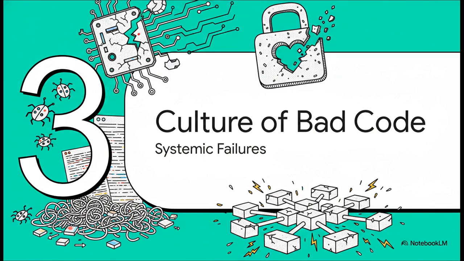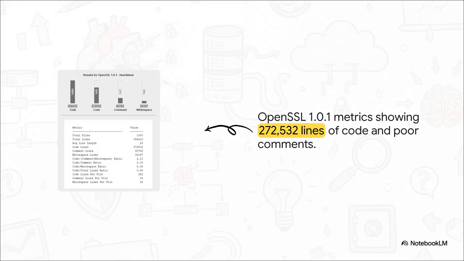Section 3. The culture of bad code. Systemic failures. So, how did this happen? Why was such a critical piece of the internet's architecture so incredibly fragile? Well, the root of the problem becomes pretty clear when you look at the software metrics for OpenSSL version 1.0.1. That's the version where Heartbleed lived.